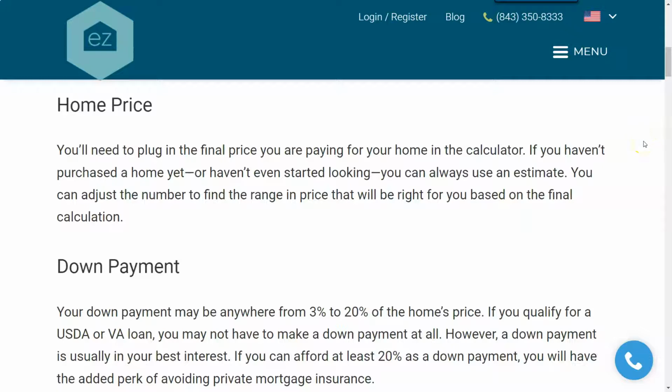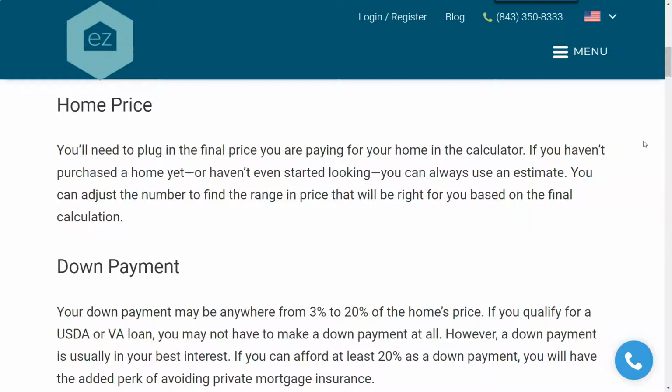The home price is important. You'll need to plug in the final price you're paying for the home in the calculator. If you haven't purchased a home yet or haven't even started looking, you can always use an estimate. You can adjust the number to find the range in the price that will be right for you.